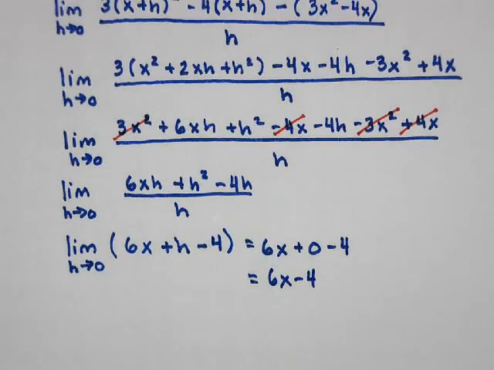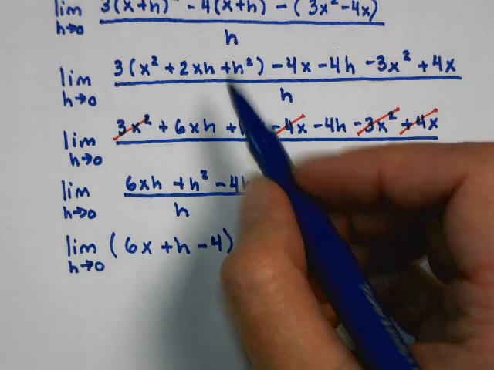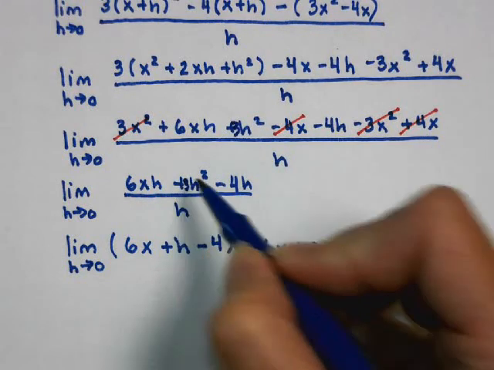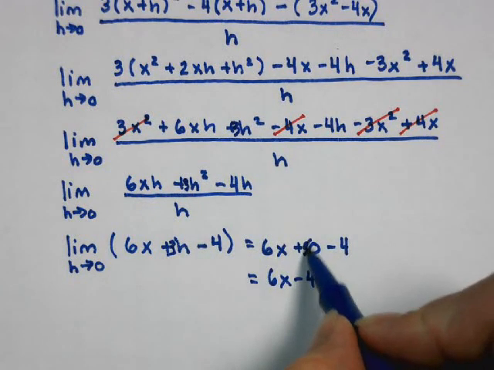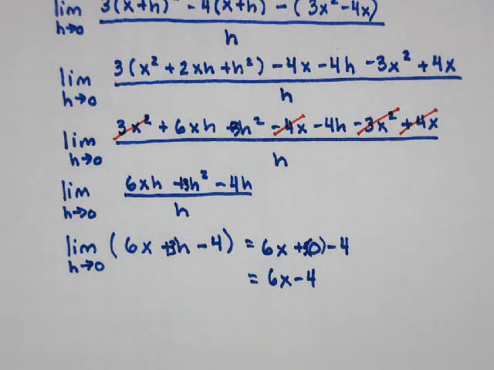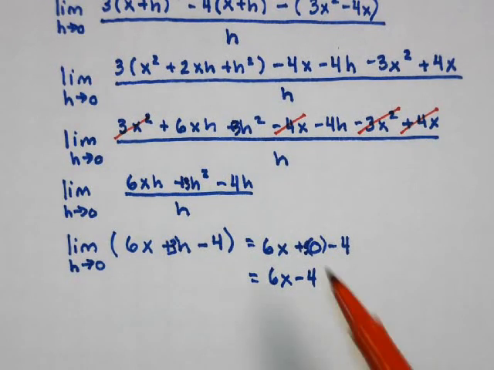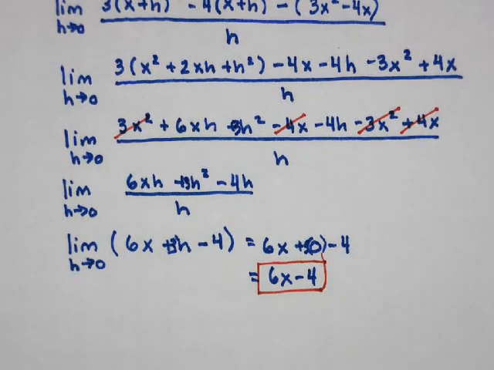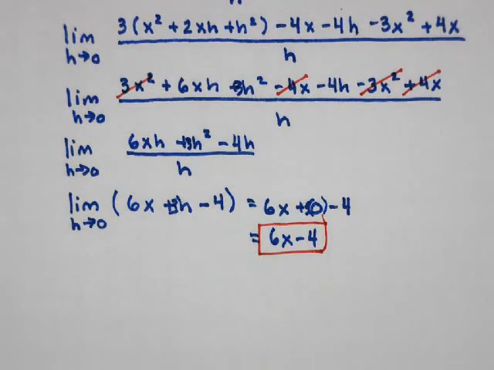Now I'm noticing I made a little mistake here. I forgot to distribute. This should be a 3h. But it doesn't affect us in the end because 3 times 0 is still 0. So this is how we do limits of rational functions. We will use this next class when we're talking about tangent lines.